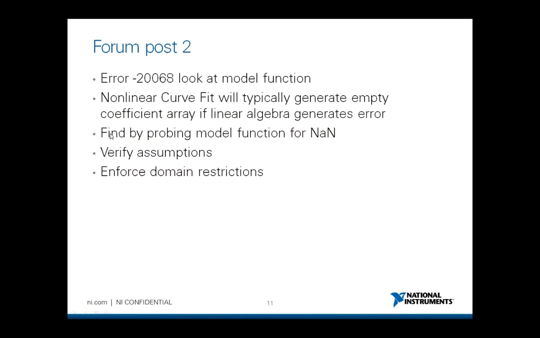The way that I actually found it was I basically backtracked the error. I found the error code coming from the model function, then back through the numerics with a probe, and I found where NaN was coming from and realized that the argument was negative.